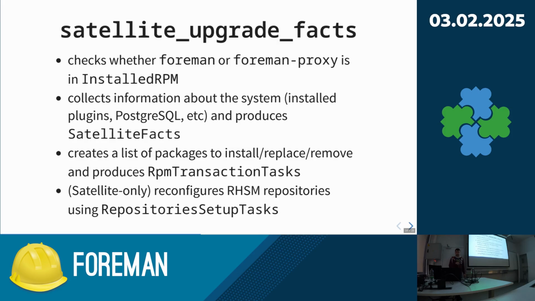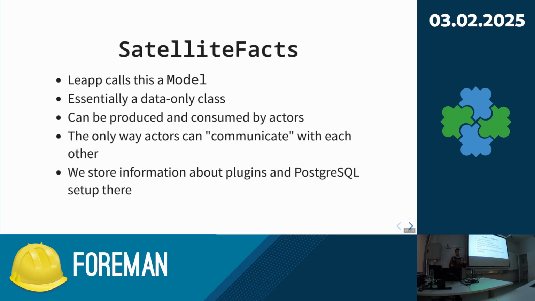So I mentioned satellite facts here. Under the hood, Leapp calls it a model. I always see it more as a message because it's like passing around, but the reality is it's a data-only class, and you can say, I have satellite facts, and one of the facts is, for example, local PostgreSQL, or it's a Katello-enabled system, and not Foreman only, and stuff like this.